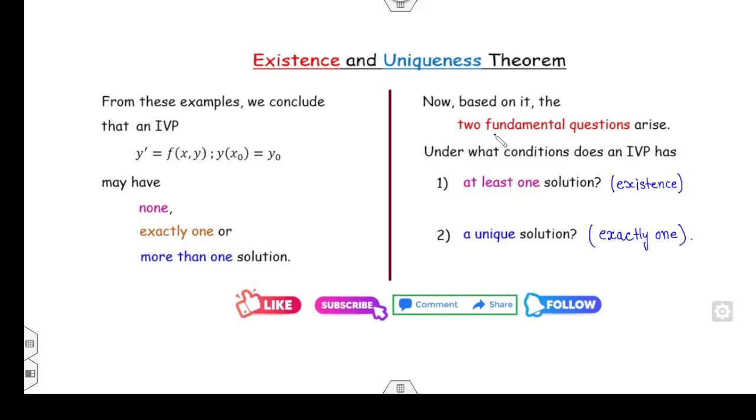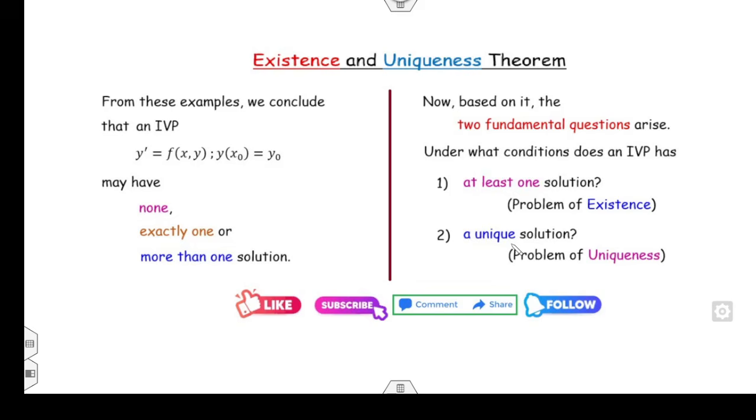So my two fundamental questions always arise: under what conditions, what is the condition on the f we can impose, what is the condition on the x naught or the y naught we can impose, so that the given initial value problem will provide you at least one solution, or will provide you a unique solution. That is called the problem of existence and the problem of uniqueness. Fine. That is all about the motivation, why there is a need for the existence and uniqueness theorem. Fine. और रिजल्ट जो है इससे भी मजेदार है. Fine. So आप बने रहिए.